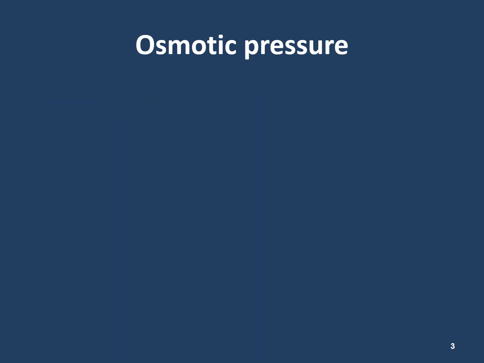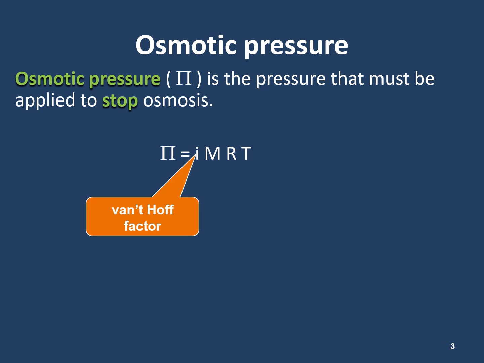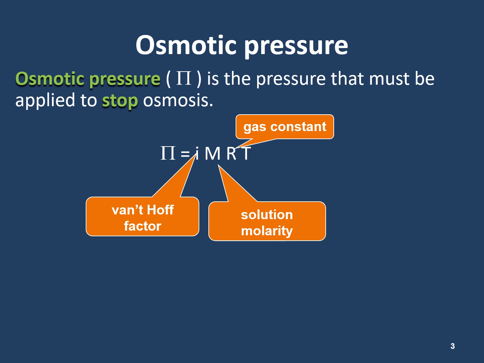So let's look at an equation for that. Again, osmotic pressure is defined as the pressure that must be applied in order to stop osmosis from occurring. Osmotic pressure has this equation, where the uppercase pi symbol is our osmotic pressure, i is our Van't Hoff factor, M is the molarity of the solution, R is the ideal gas constant, this one is the 0.08206 atm·L/(mol·K) value, and T is our temperature in Kelvin. This equation will be given on the test. You don't need to memorize it, but you do need to know how to use it.